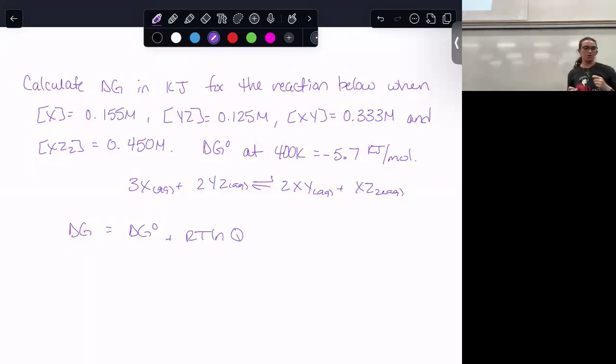Do you know how we would set up Q? Yeah, that's the products over the reactants, with the coefficients as exponents.